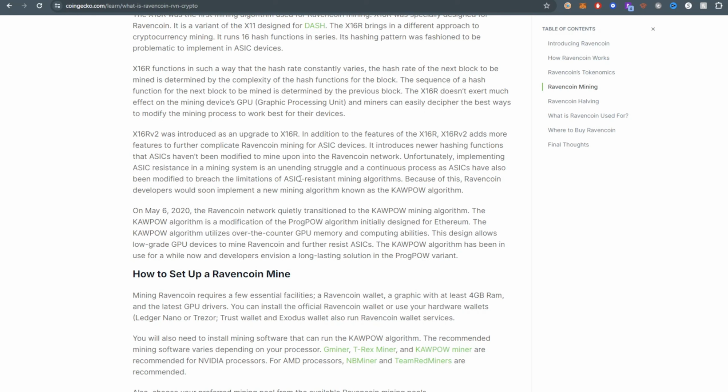So it says, unfortunately, implementing ASIC resistance in a mining system is an unending struggle and a continuous process, as ASICs have also been modified to breach the limitations of ASIC-resistant mining algorithms. Because of this, Ravencoin developers would soon implement a new mining algorithm known as the KawPow algorithm. It says on May 6th of 2020, they transitioned to KawPow. It's a modification of ProgPow, initially designed for Ethereum. The KawPow algorithm utilizes over-the-counter GPU memory and computing abilities.